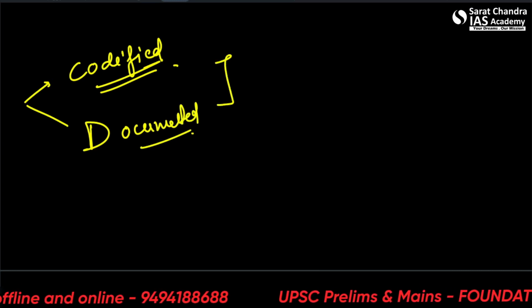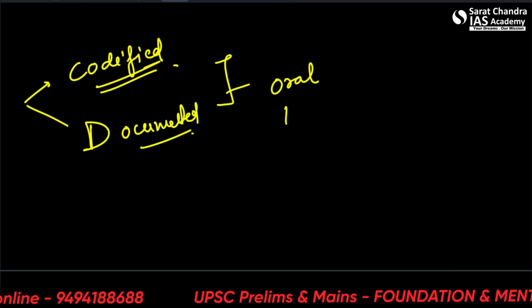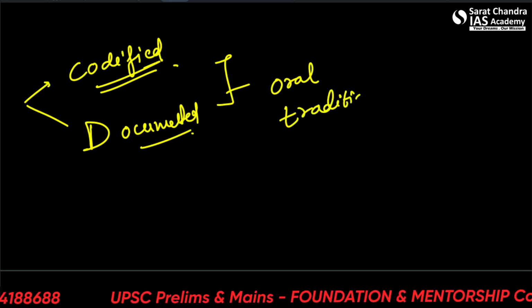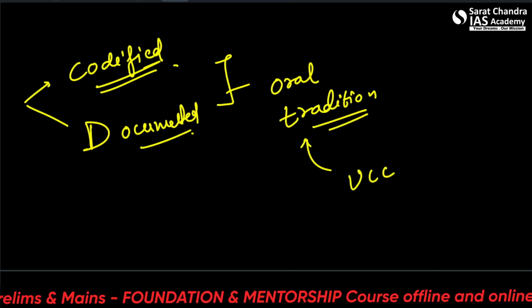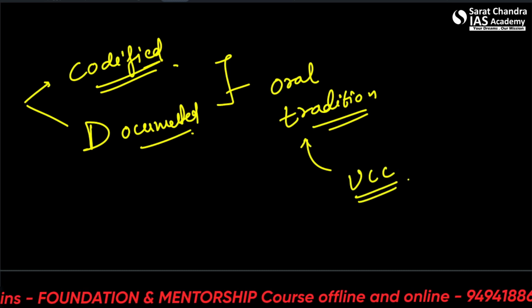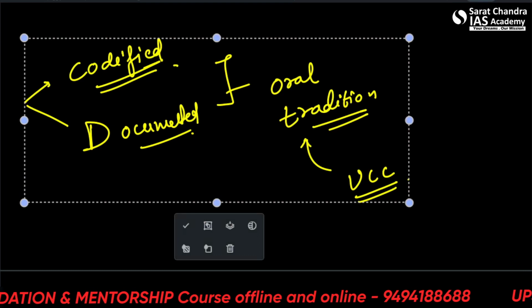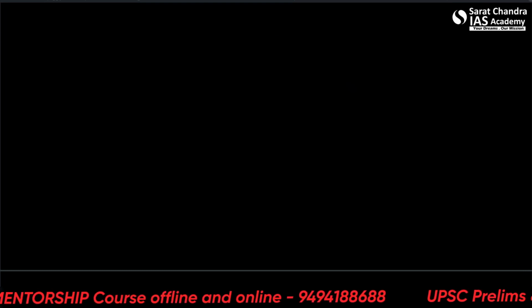So they are based on the oral tradition. Now because of this, it becomes very difficult to implement the UCC. All right. Second thing is there is a resistance, a very well-known resistance from the religious and minority groups.